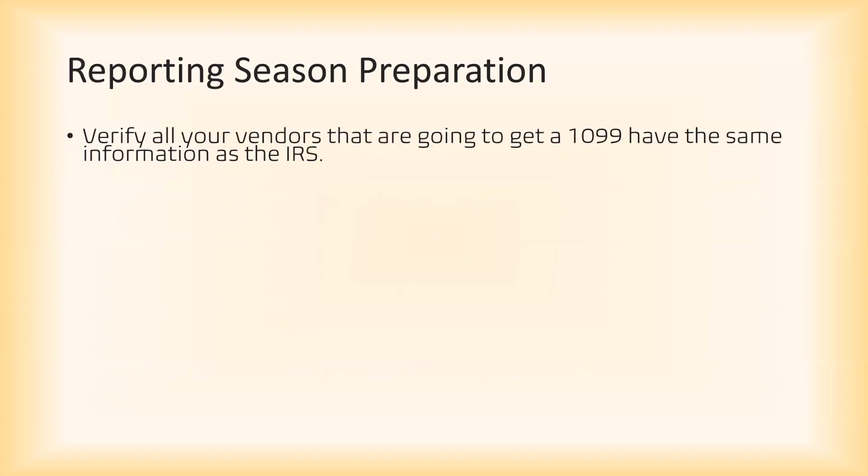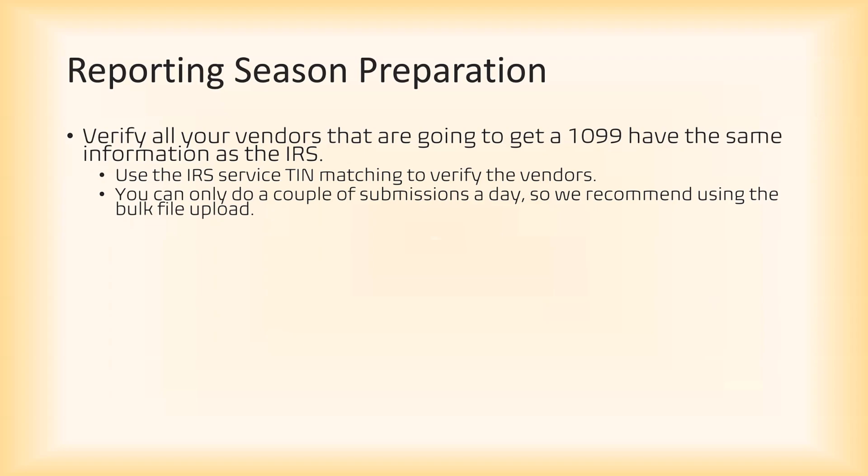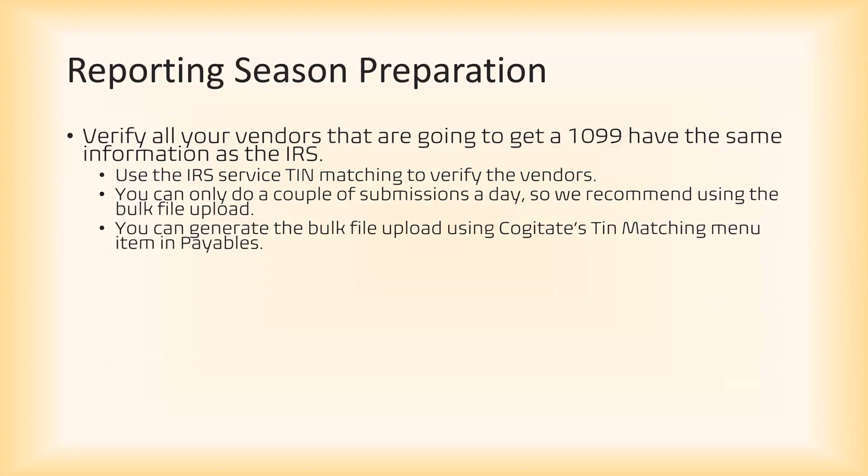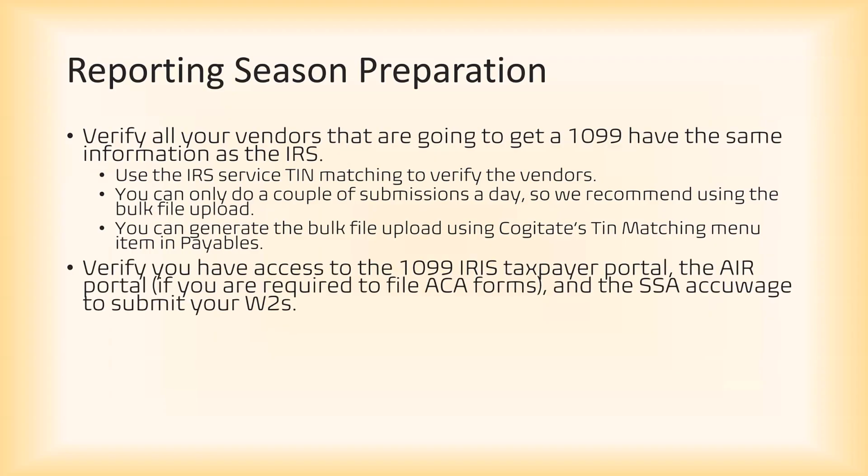And then just a couple of quick reminders for the reporting season. Verify that all your vendors that are going to get a 1099 have the same information as the IRS. You can use the IRS TIN matching to verify the vendors. We have a menu item for that with videos on how to use that. The IRS does limit you to only, I think, 5 submissions a day. So we recommend, if you have a bunch of vendors you want to verify, just do a bulk upload. Like I said, the menu item allows you to easily generate a bulk file.